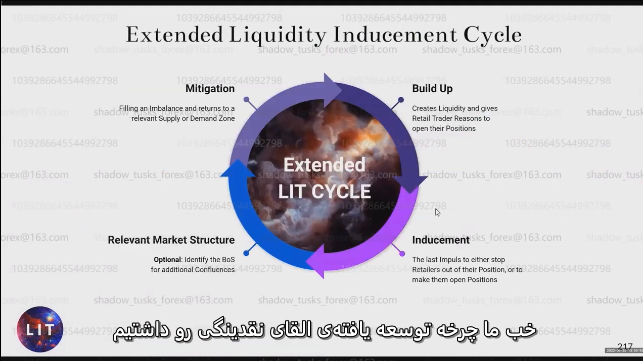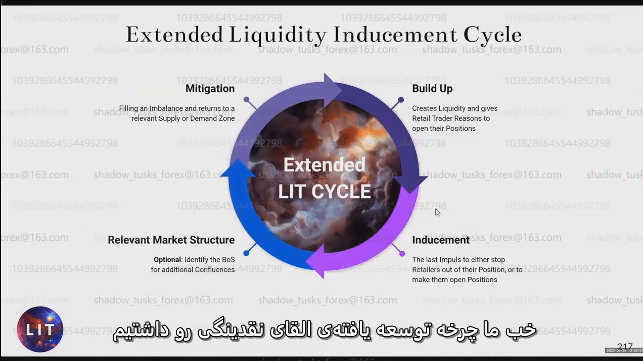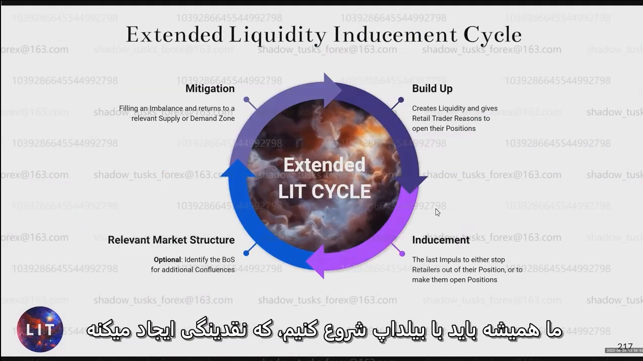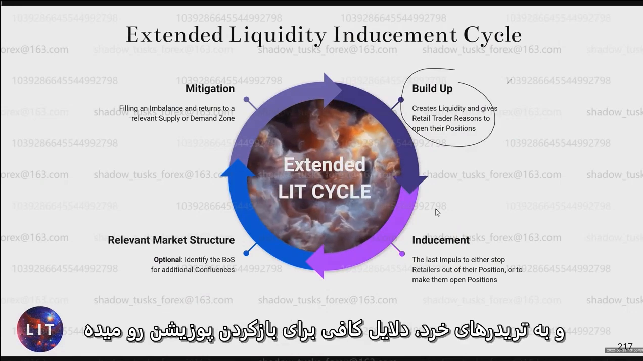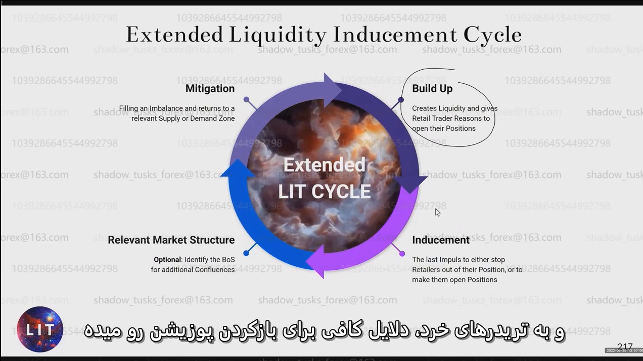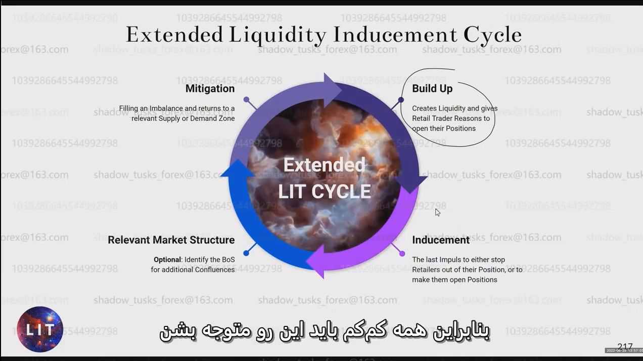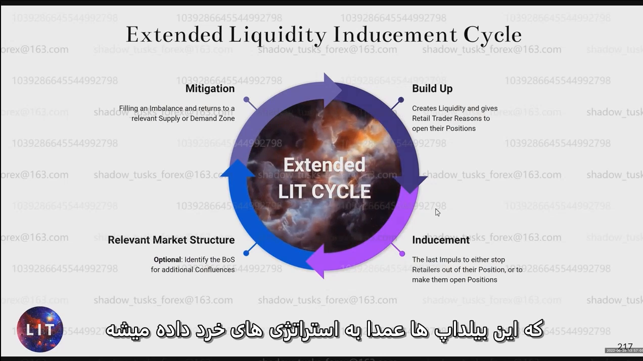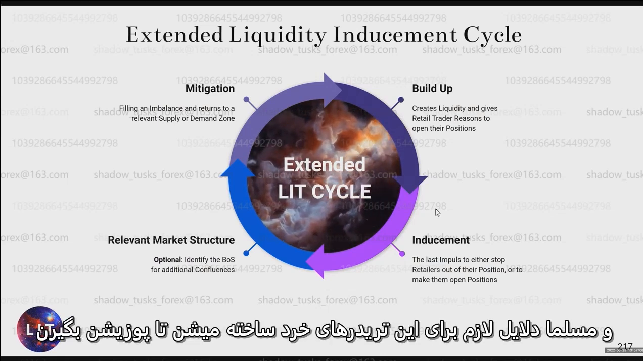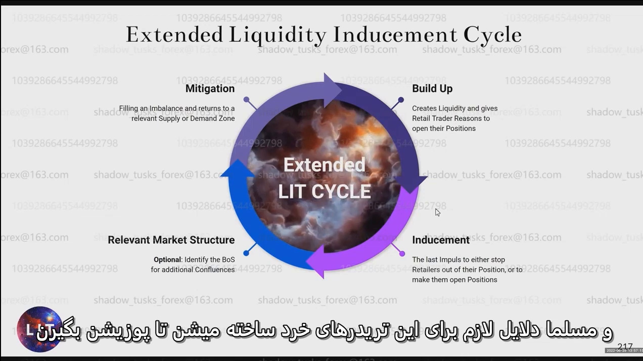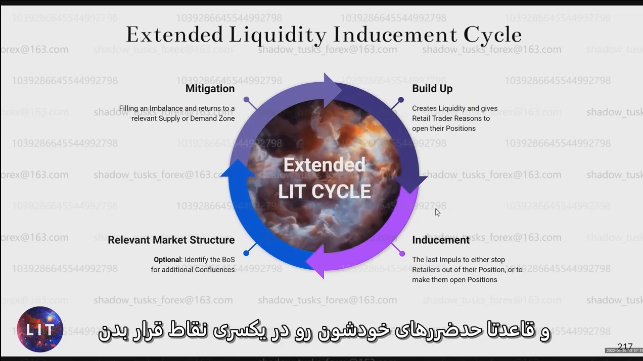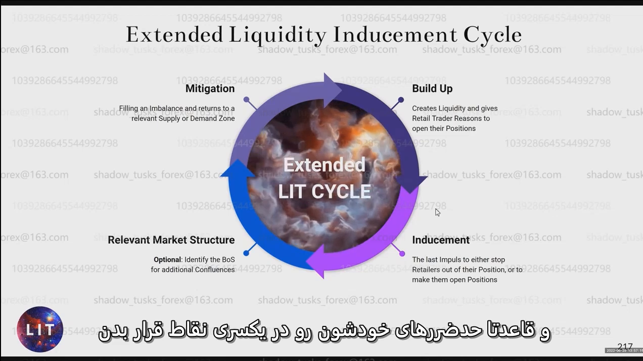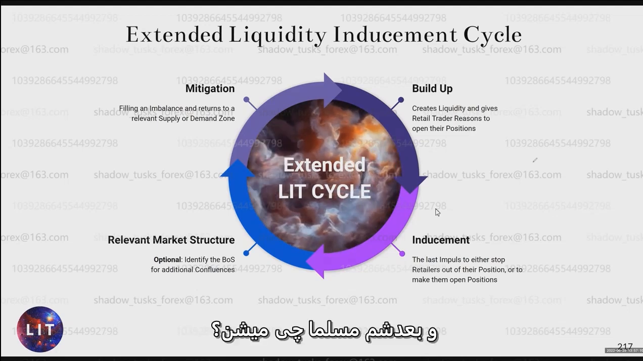So we had the extended liquidity inducement cycle. We always have to start with the build-up, which creates liquidity and gives retail traders reasons to open their position. So everyone should be at the stage of understanding that these retail strategies are getting built up on purpose. And obviously reasons are being created for these retailers to take positions and to place their stop losses at some points. And then of course they're getting what?